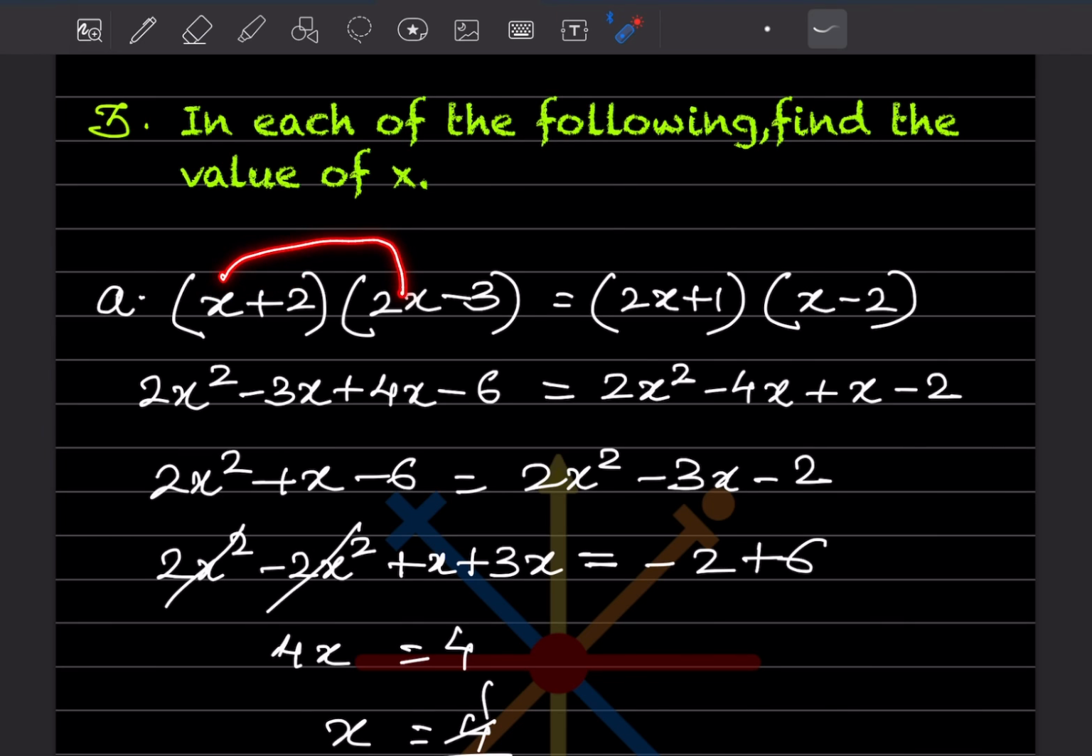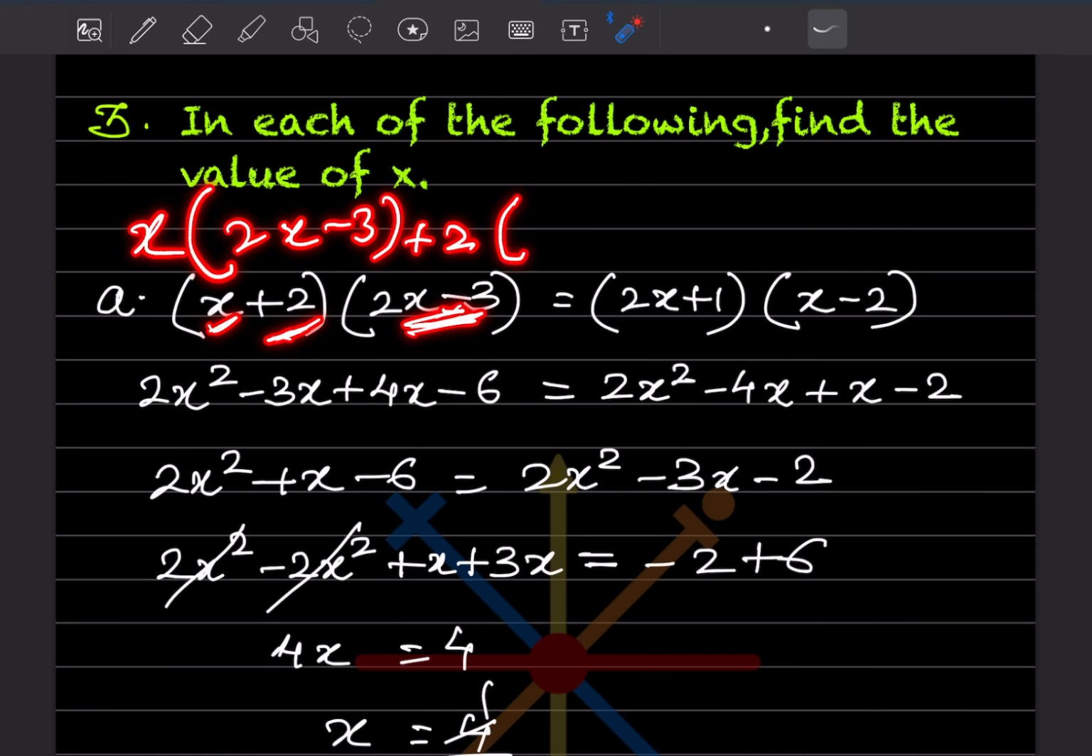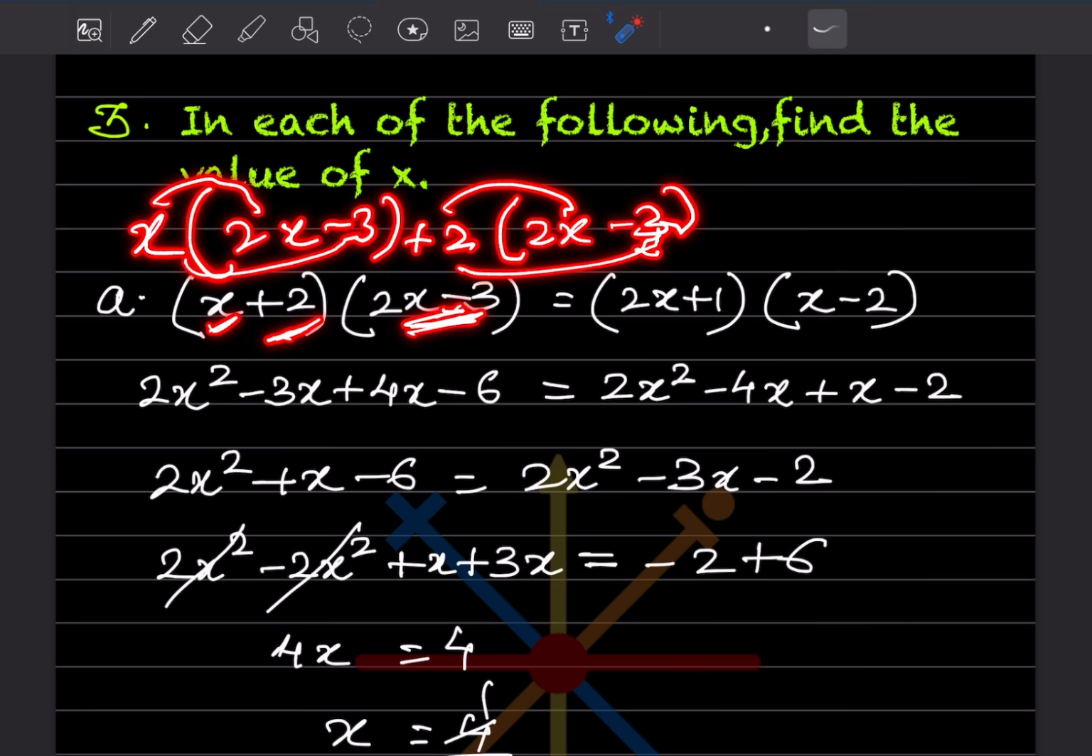So this into this is going to be 2x square. Then this into this is going to be minus 3x. Now this into this is going to be plus 4x, and this into this is going to be minus 6. Or if you get confused with this, you can write this x here and this together, then this plus 2, and then repeat this bracket, that is 2x minus 3, and then solve it. That is going to be 2x square minus 3x, plus 4x minus 6. You can do it whichever way you feel easy.